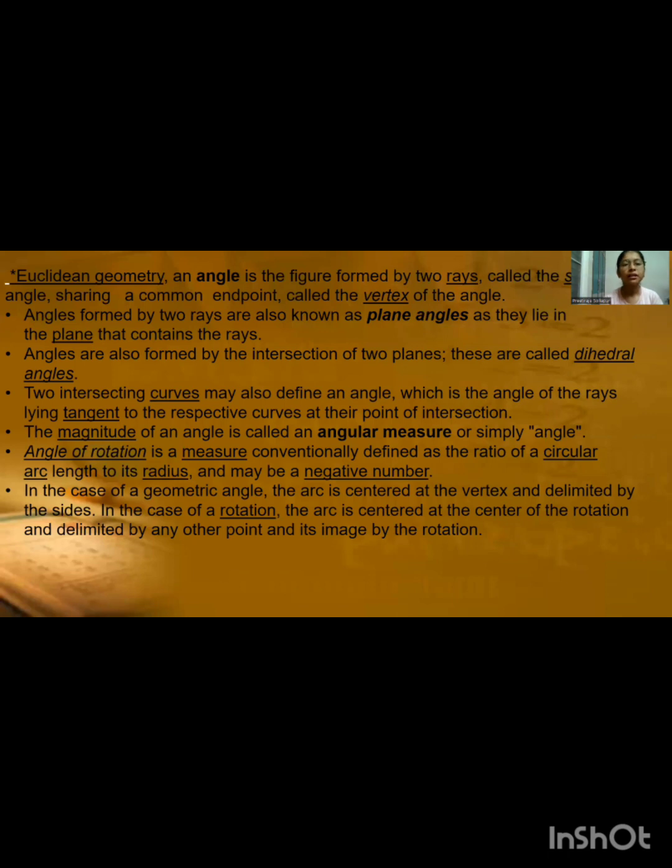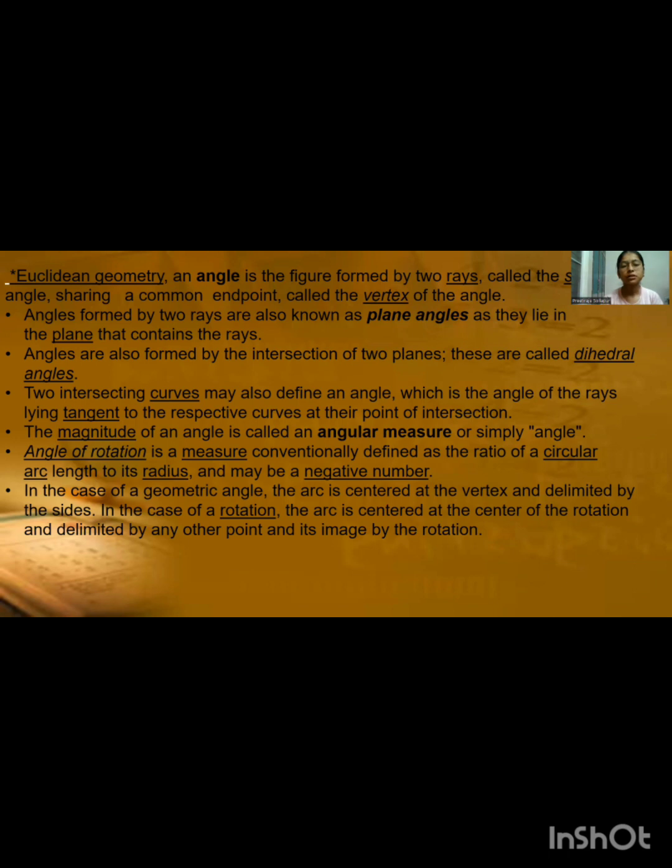Euclidean geometry. An angle is a figure formed by two rays called the sides, sharing a common endpoint called the vertex of the angle. Angles formed by two rays are also known as plane angles, as they lie in the plane that contains the rays. Angles are also formed by the intersection of two planes. These are called dihedral angles.